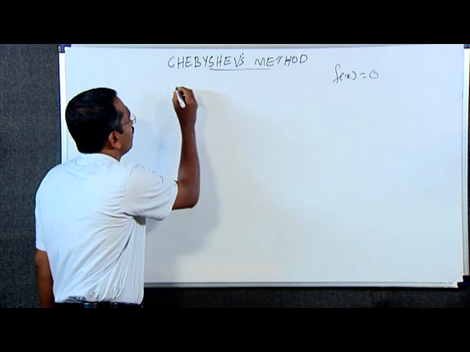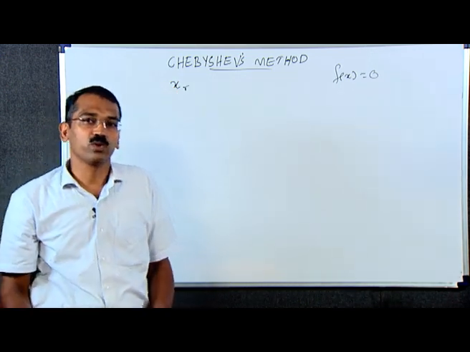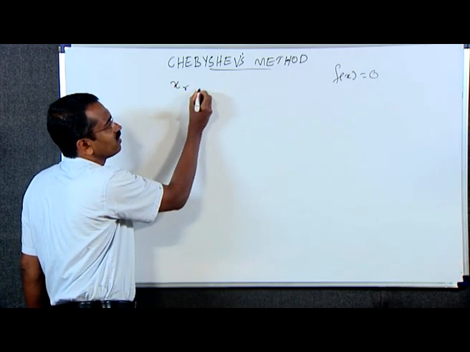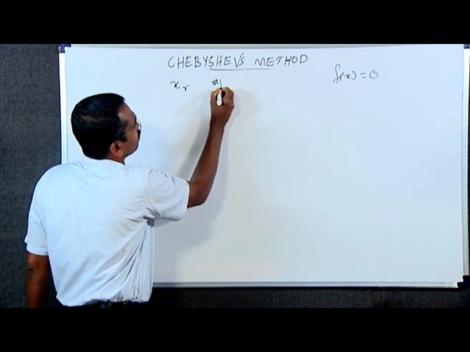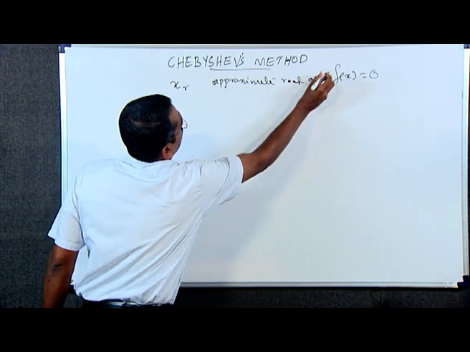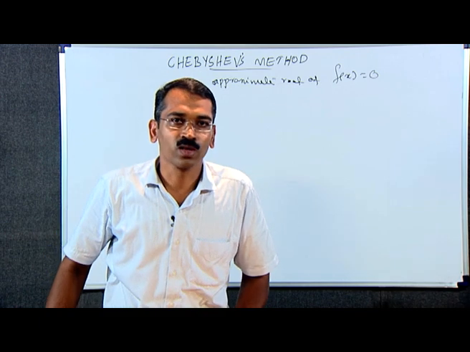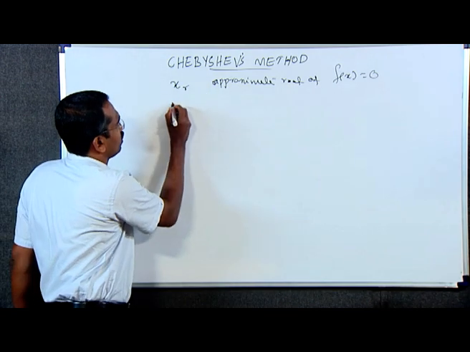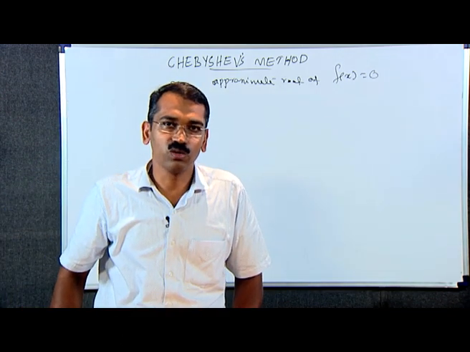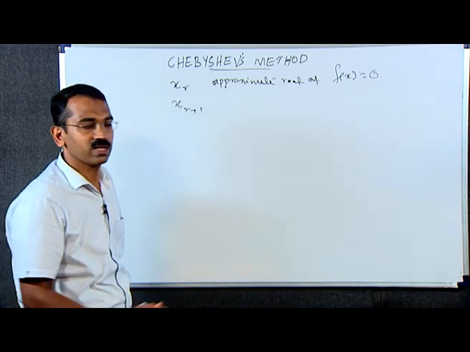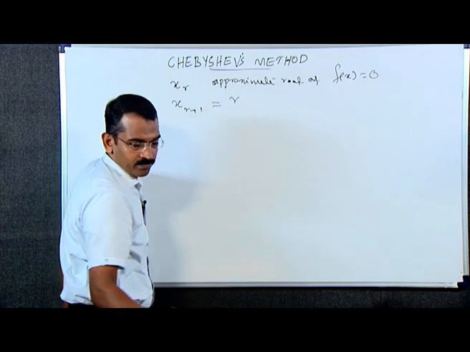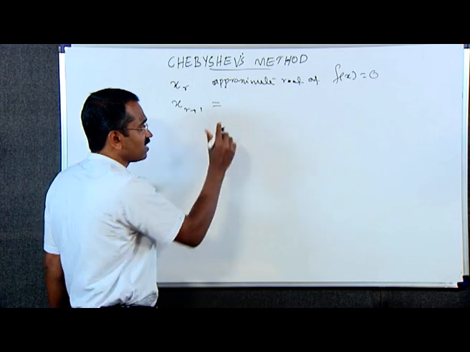Let x_r be an approximate value of a root of the equation f(x) = 0. First we assume x_r as an approximate root of the equation f(x) = 0, and let x_{r+1} be the exact root very close to x_r, so that we can write x_{r+1} as x_r + h, where h is very small.